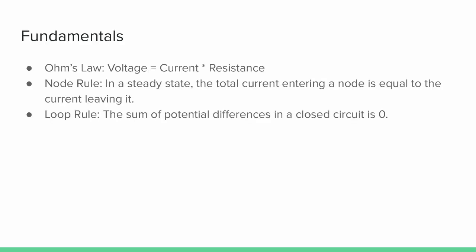The fundamentals of this lab include Ohm's law, which is voltage equals current times resistance, the node rule, which states that in a steady state, the total current entering a node is equal to the current leaving it, as well as the loop rule, which says that the sum of potential differences in a closed circuit is zero.